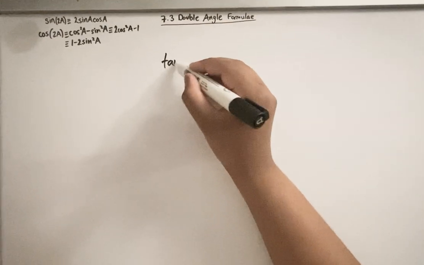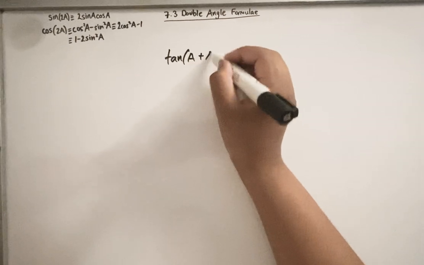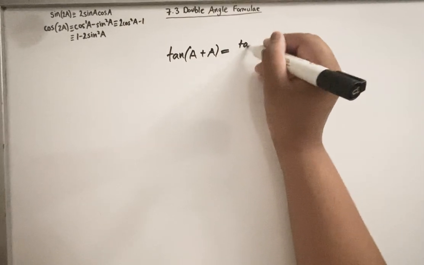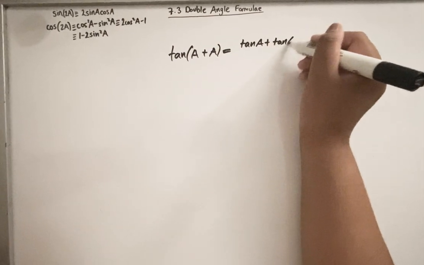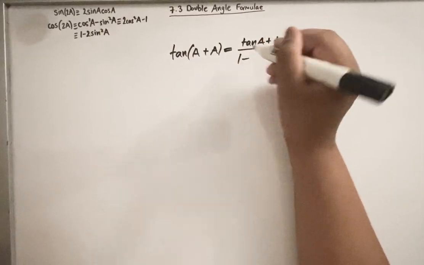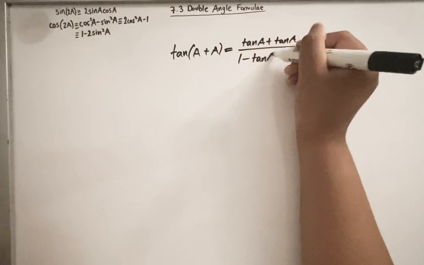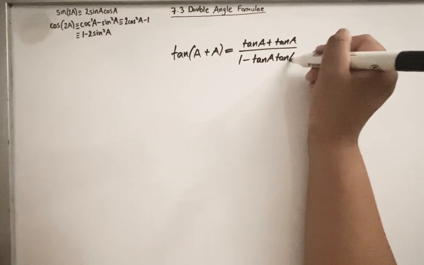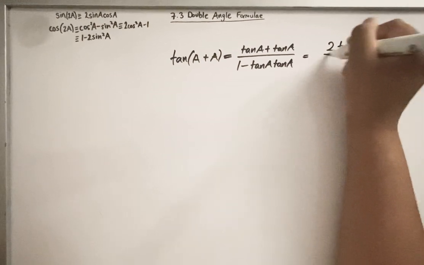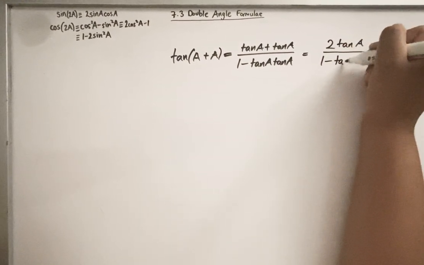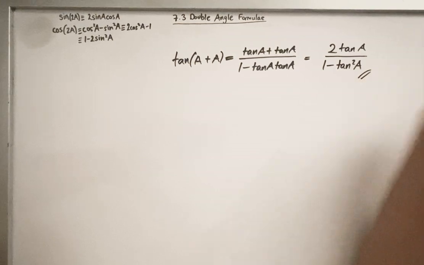For tan of a plus a, it's going to be tan of the first a plus tan of the second a over 1 minus tan of the first a multiplied by tan of the second a. And so we get 2 tan a over 1 minus tan squared of a.